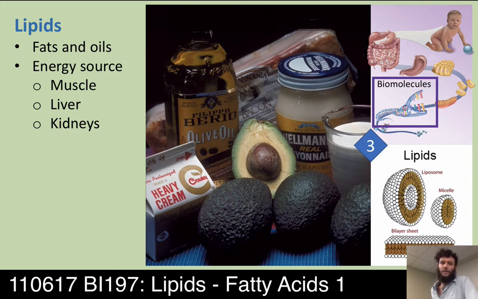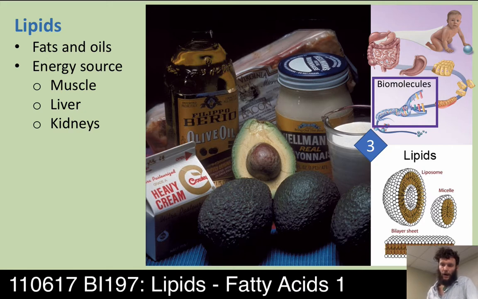We use lipids as an energy source for muscle, liver, and kidneys. But they do a whole lot more for us, and this isn't a physiology class, so I'm not going to get super deep into everything that lipids do. As far as we're concerned, they are an energy source, an energy reserve. I'm just going to show you what they are so that when I get to metabolism, the next unit, you'll have the basic vocabulary to understand how our body uses energy.